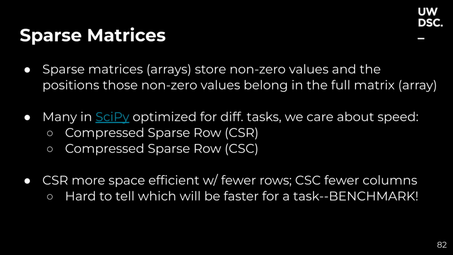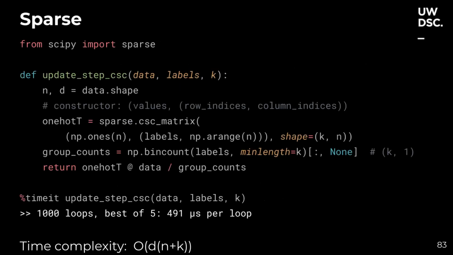So how are we going to use this in our application here? We're literally going to replace our one-hot matrix with a sparse matrix instead. And so here's how that's going to work.